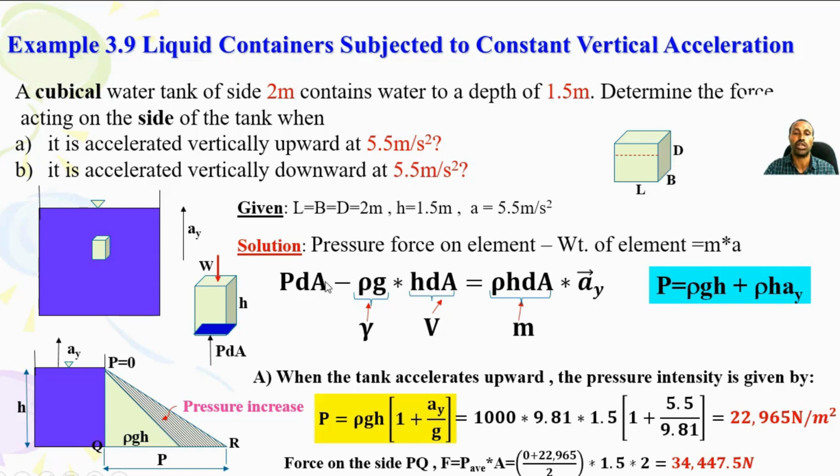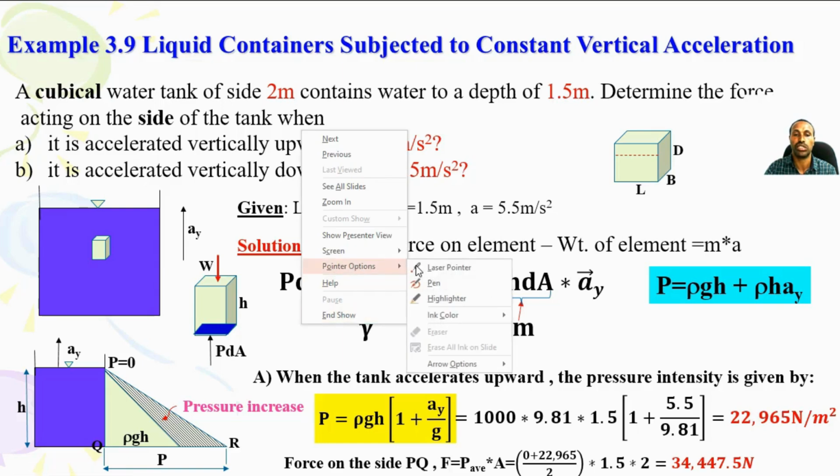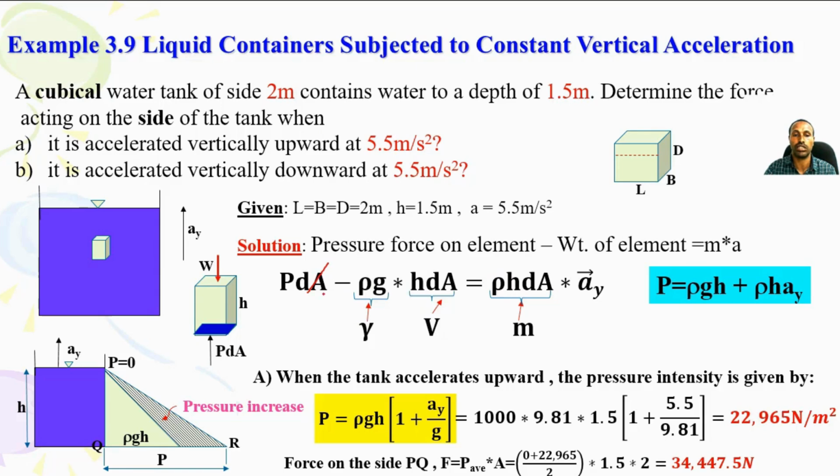So you can take out dA as a common factor, and dA will cancel out. You have this general equation after cancelling. Then you can take out rho g h, and make this a over g, because g will cancel out. Then this will give you this result.